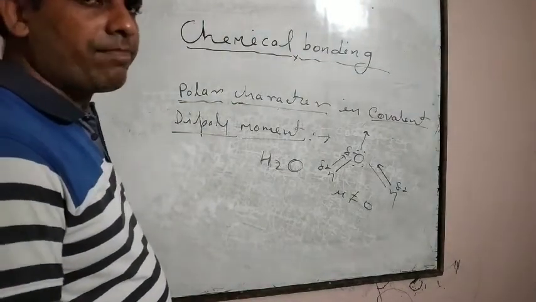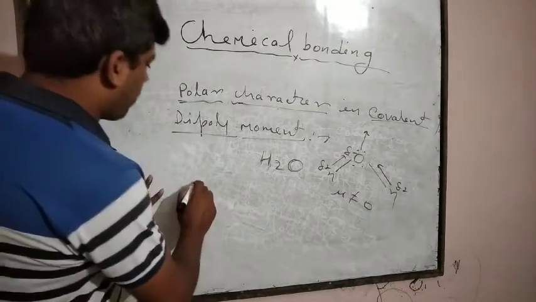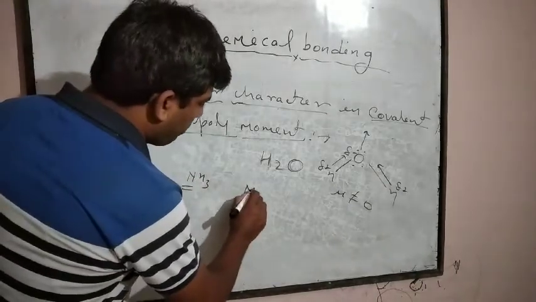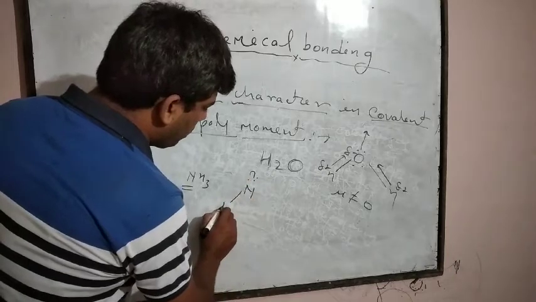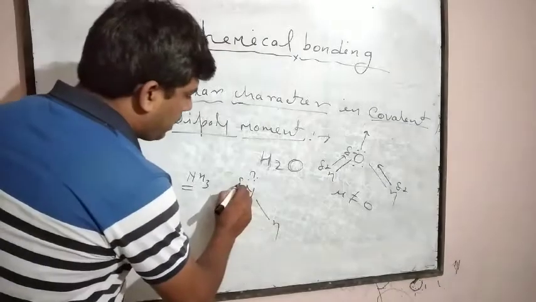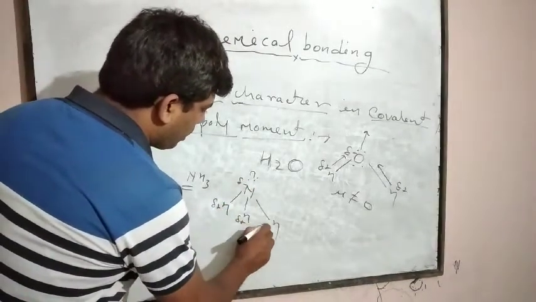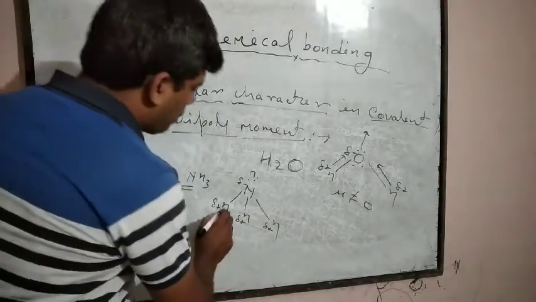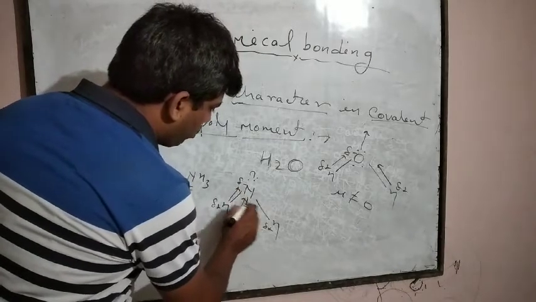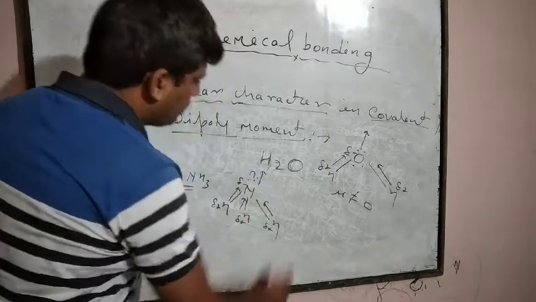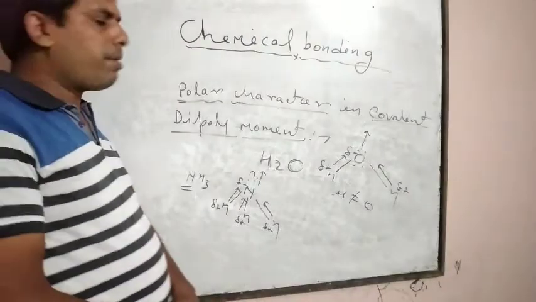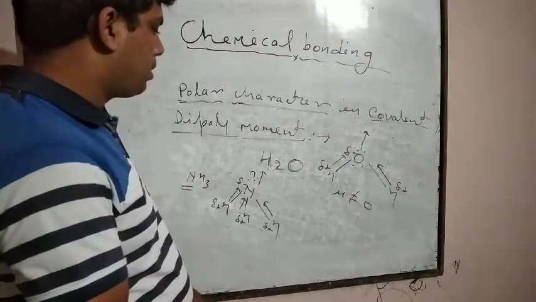If NH3, ammonia, is taken, then ammonia has a pyramidal structure with one lone pair, this H, and this H. Now, this one is the negative charge and the hydrogen is the positive charge. The direction of dipole moment is positive to negative. The net direction is towards the lone pair of electrons. That's why it has a high dipole moment.